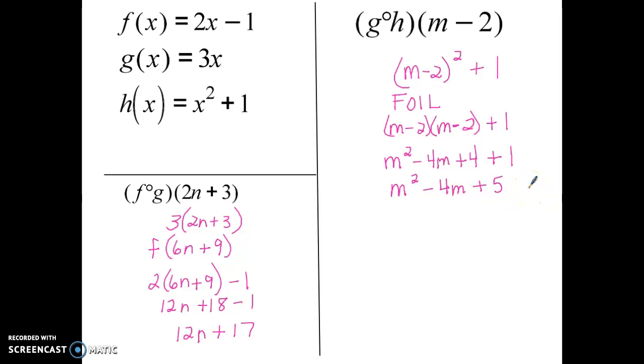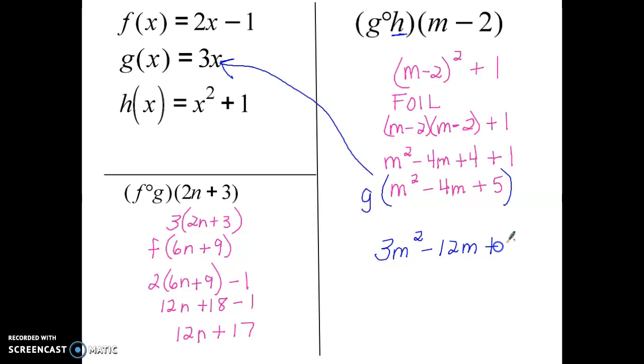Now that only takes care of the h function. Now I need to take that simplified expression and put it back into my g function. And my g function is just 3 times whatever I'm substituting in. So I'm going to make that trinomial 3 times bigger. So my final answer should be 3m squared minus 12m plus 15.